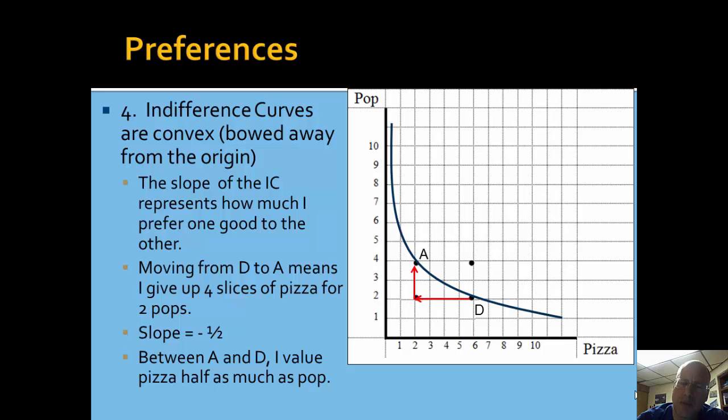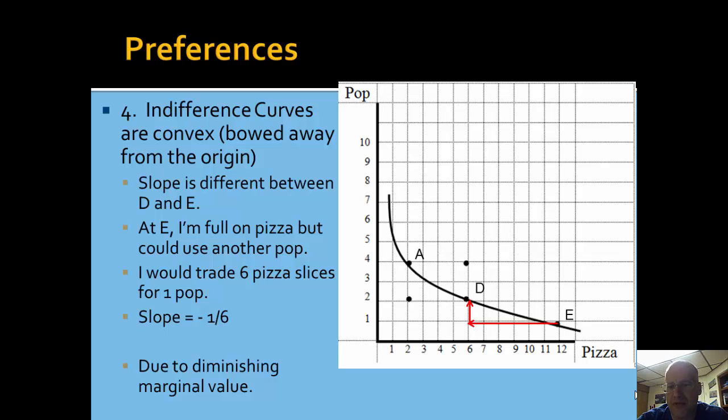What this says is between A and D, I value pizza about half as much as I value pop. Right? The slope tells me, and this is an important relationship to recognize, how much I value one good versus the other. Now, here's the tricky part. The tricky part is to recognize that the willingness I have to trade one good for another depends on where I am. So if I start at D and I move to the left, I'm willing to trade 4 slices of pizza for a pop and feel indifferent.